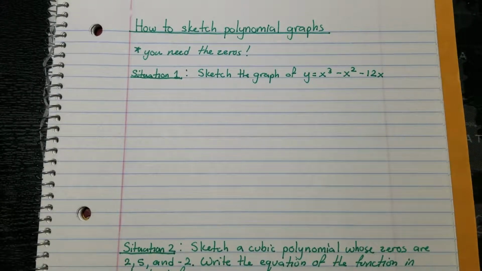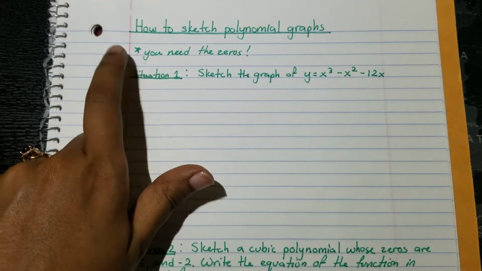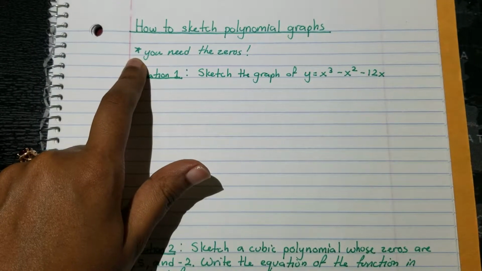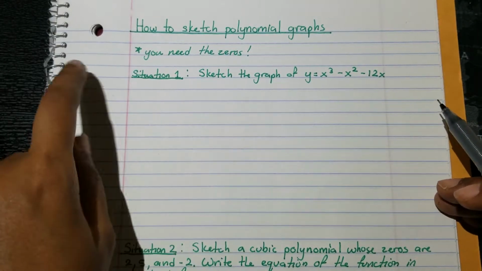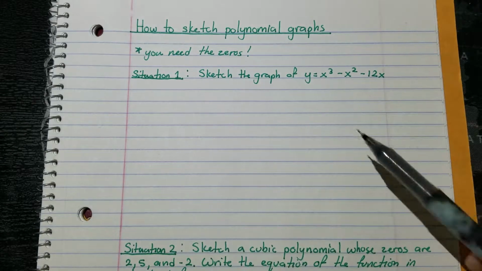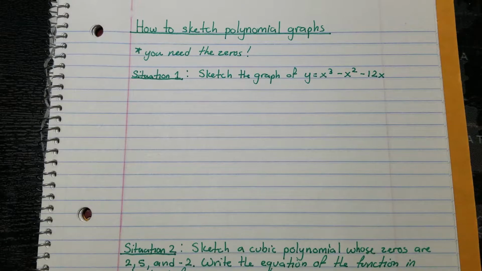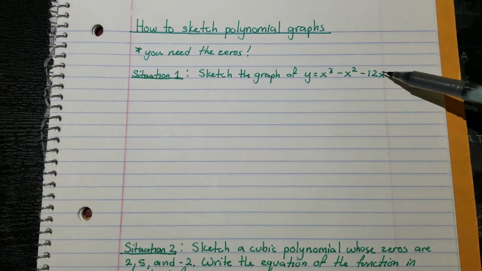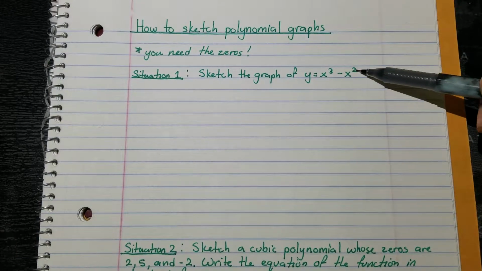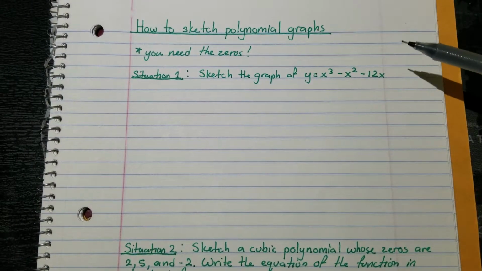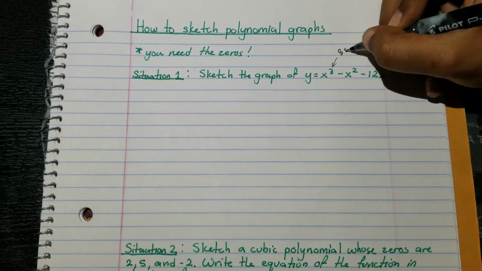But anyway, today we're gonna go over how to sketch polynomial graphs. And I want to emphasize that in order to do this, you need the zeros. You need some version of the zeros in order to do anything. So here we have a situation where it says sketch the graph of y equals x cubed minus x squared minus 12x. Okay, so this is a cubic function, and the way we can tell that is by looking at the highest degree of one of the terms, which ends up being 3. Right, the degree here is 2, degree here is 1. So this is cubic. And because this is a cubic function, we expect to get 3 solutions.